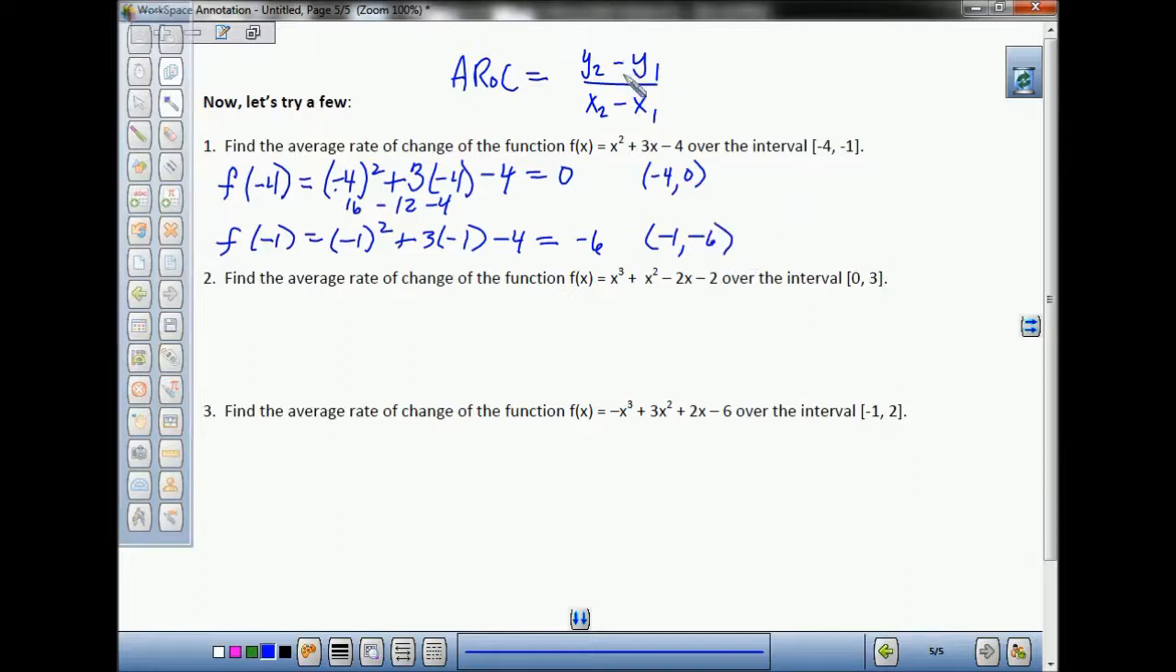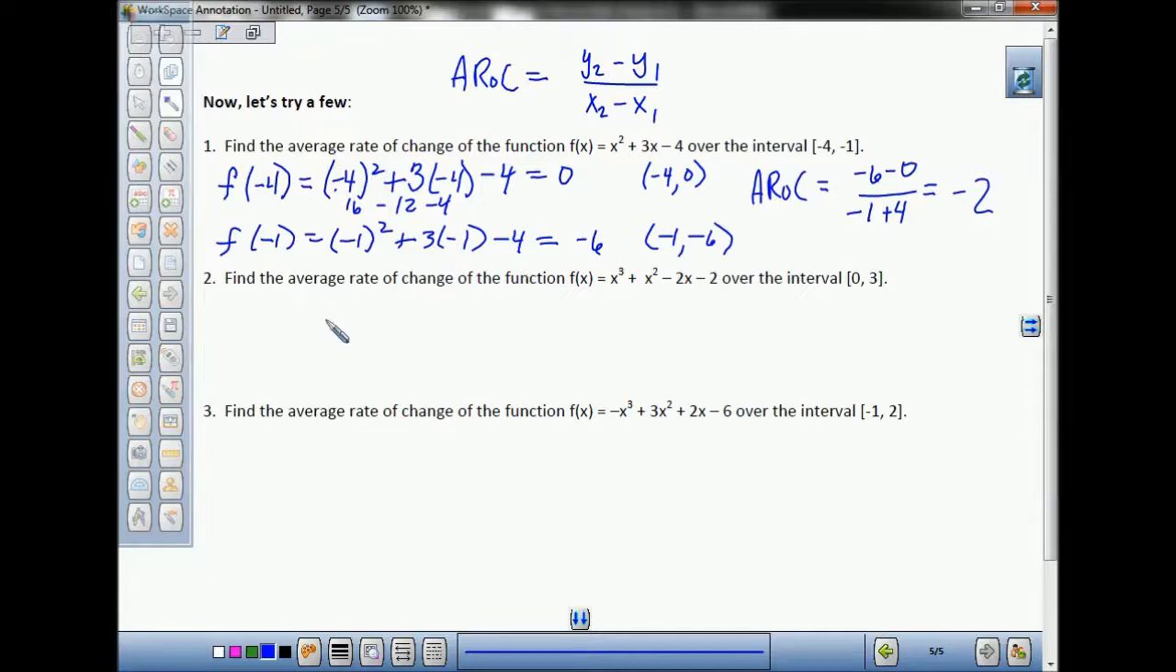Now, I use my formula for average rate of change between these 2 points. The average rate of change is y2 minus y1 over x2 minus x1. That minus a negative makes that a positive. So negative 6 over positive 3 is negative 2.